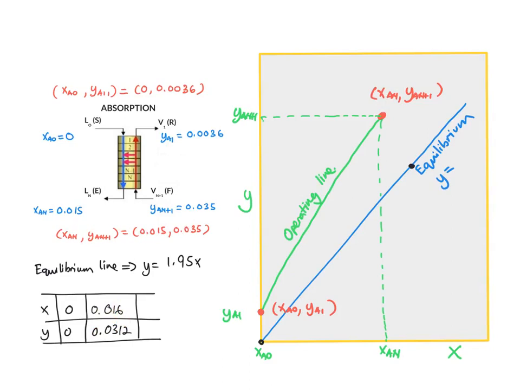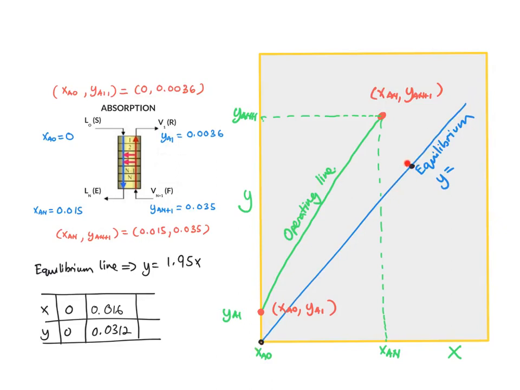So we have these two coordinates to represent. We have the bottom of the column coordinates that will represent the top coordinates of the operating line, and the coordinates for the top of the column that will correspond to the bottom coordinates for the operating line. So we need to draw this graph. From this graph, we can see that we have a straight line for the equilibrium. So you can extend the line, no problem.